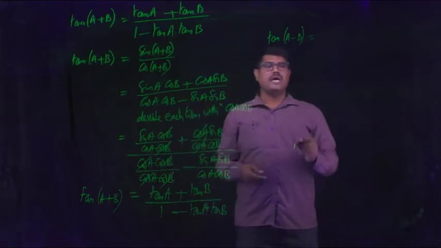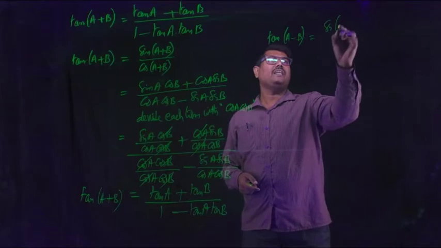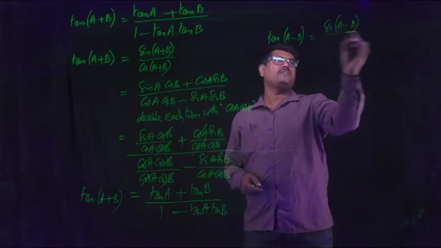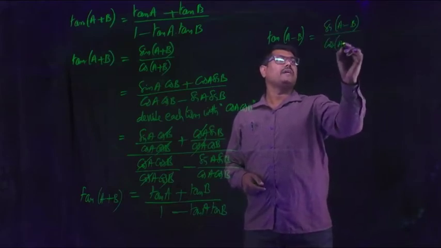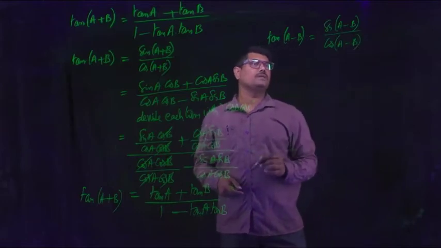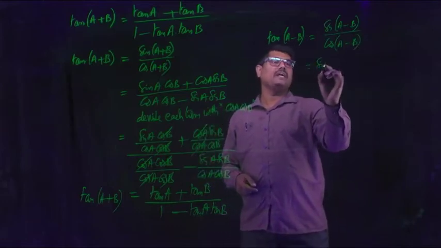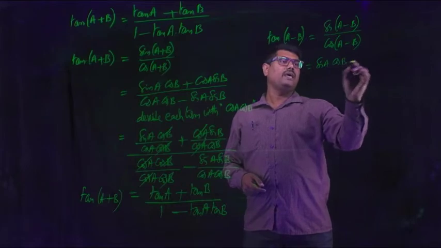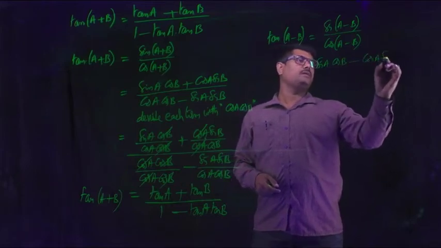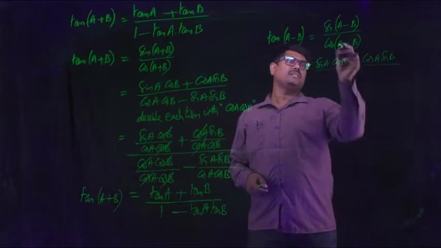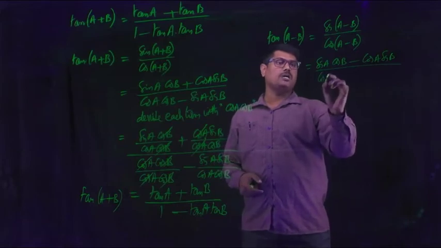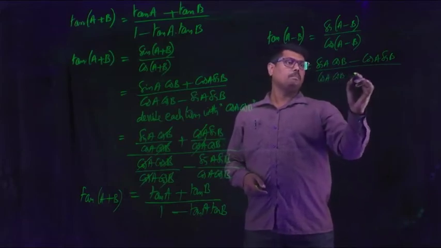So now what is tan A minus B? Sin of A minus B by cos of A minus B. And write the formula sin A minus B, which is sin A cos B minus cos A sin B. Now write cos A minus B formula, which is cos A cos B plus sin A sin B.